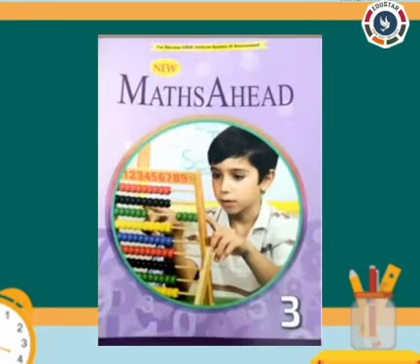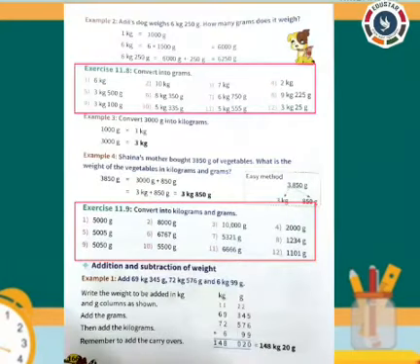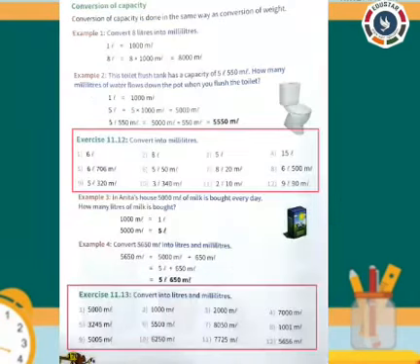Now take your math book. Take page number 166. See this exercise 11.8 and 11.9. These exercises are based on conversion of weight. Practice these sums in your rough note. Now turn page number 170. Here exercise 11.12 and 11.13 is there. These sums are based on conversion of capacity. You can practice these sums also.